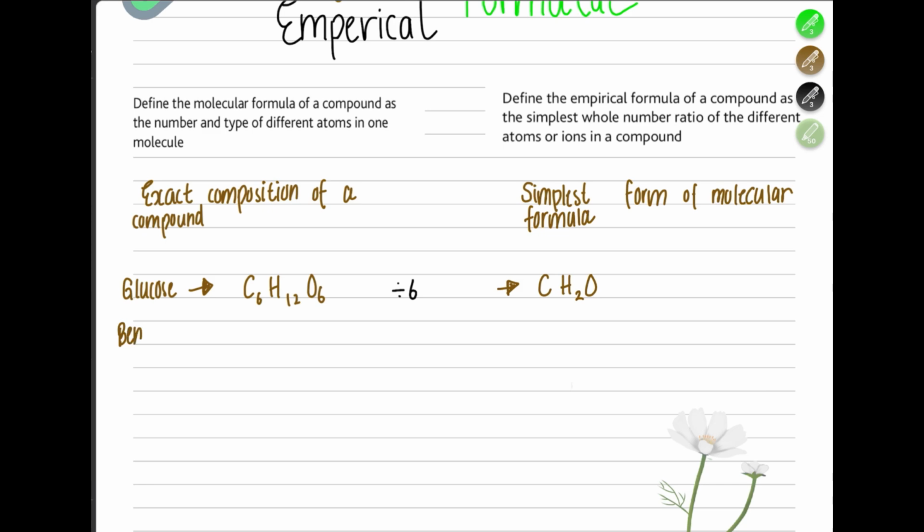For example, benzene. What is the molecular formula? C6H6. Again, we can divide by 6, and the empirical formula would be CH. I'll give you another example, oxalic acid. Can you try to do this one? You just divide by 2, and the empirical formula would be HCO2.